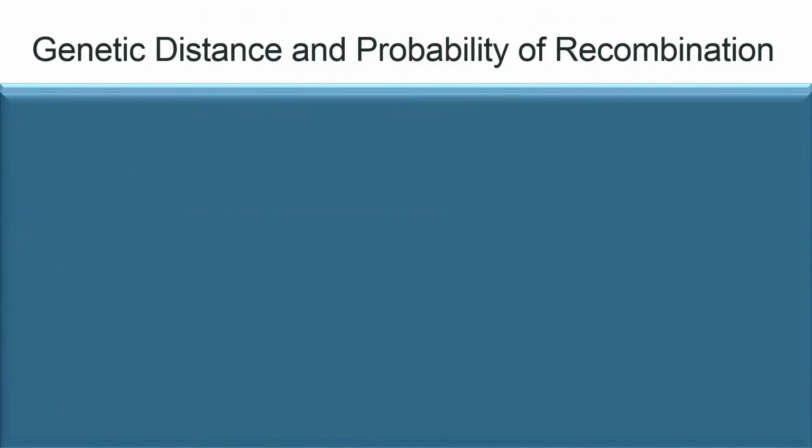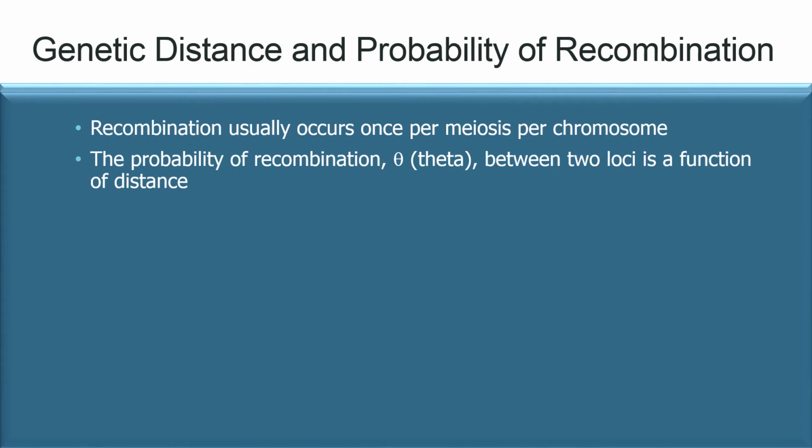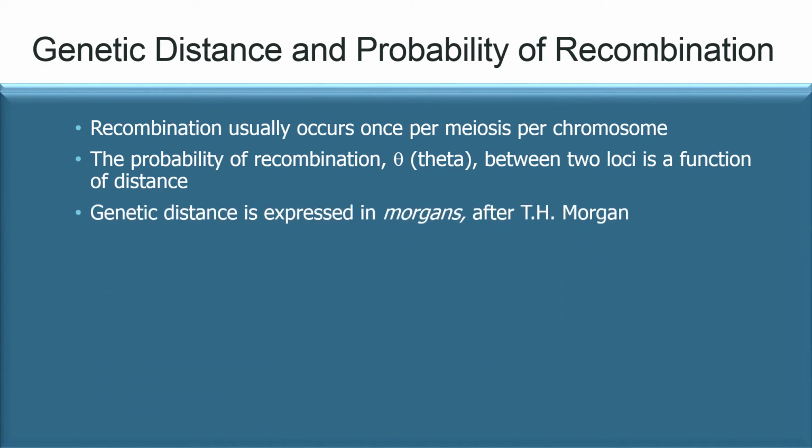In an earlier lecture, we talked about how recombination occurs to mix the content of chromosomes as gametes are formed. The probability of recombination, or theta, in the statistical modeling of recombination between two loci is a function of how far apart they are. So, for example, two loci on a chromosome that are right next to each other have a lower probability of recombination occurring between them than two loci that are very far apart, simply because there's much more opportunity for recombination to occur.